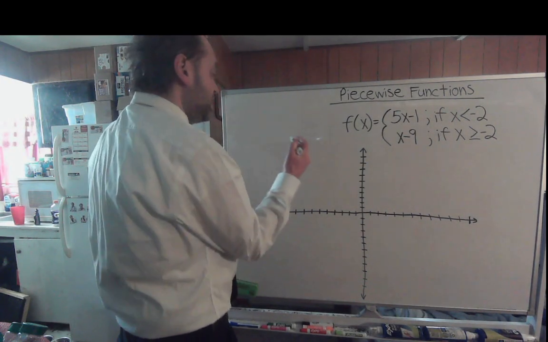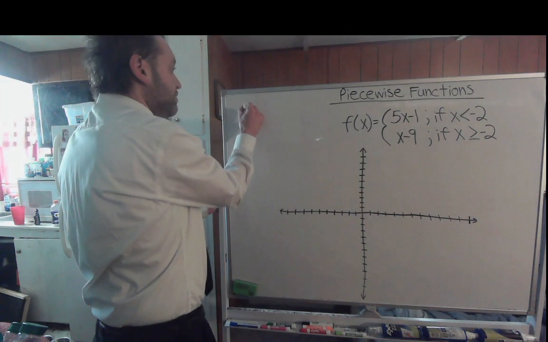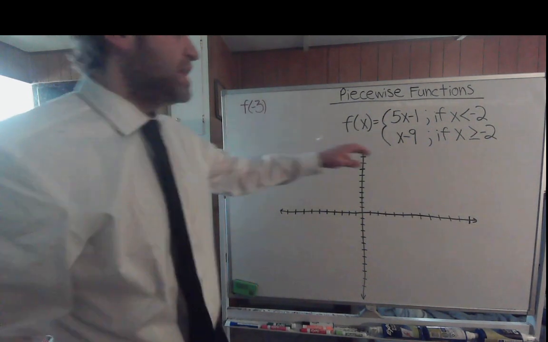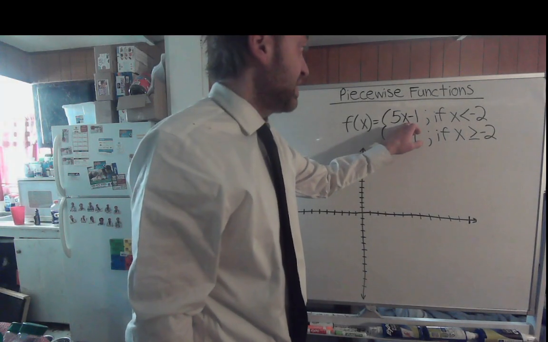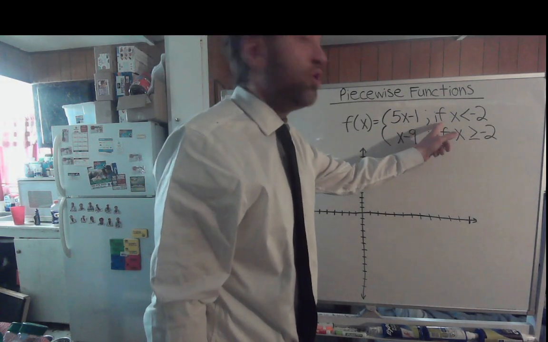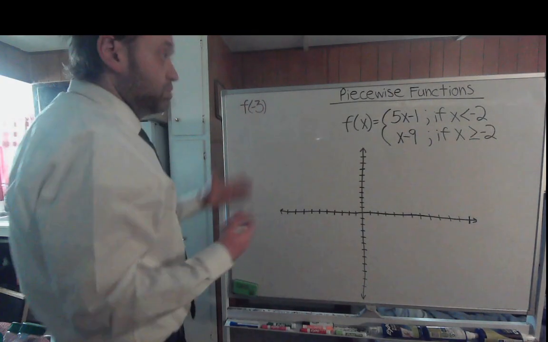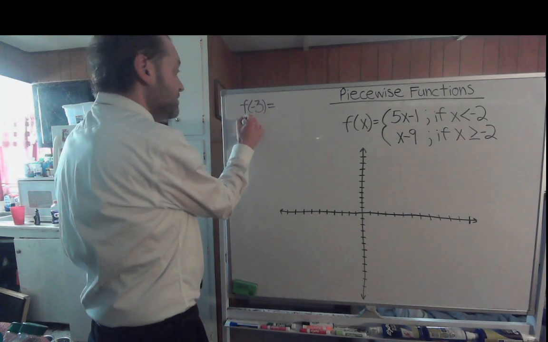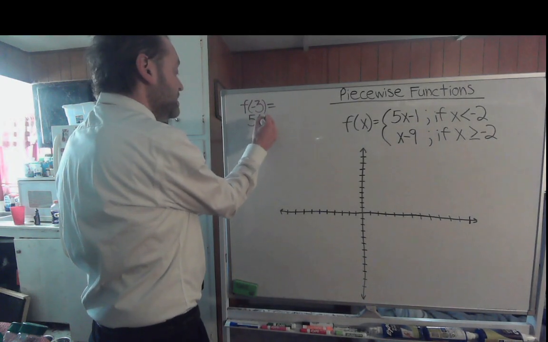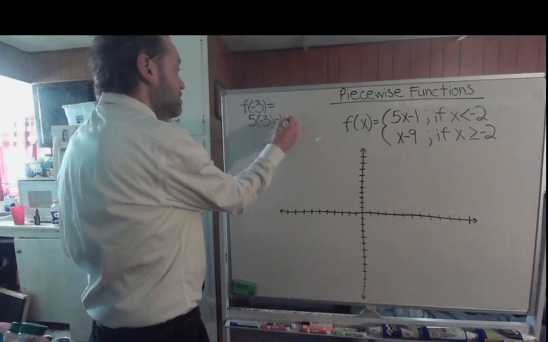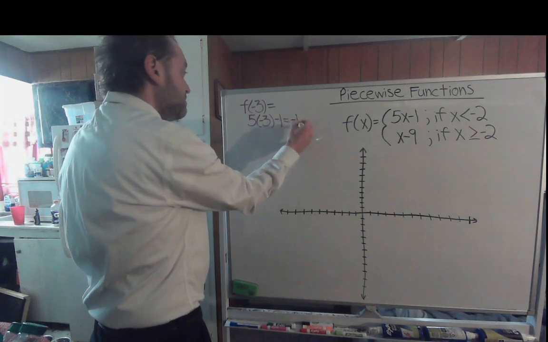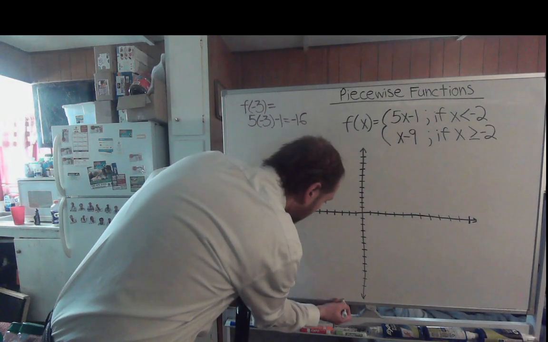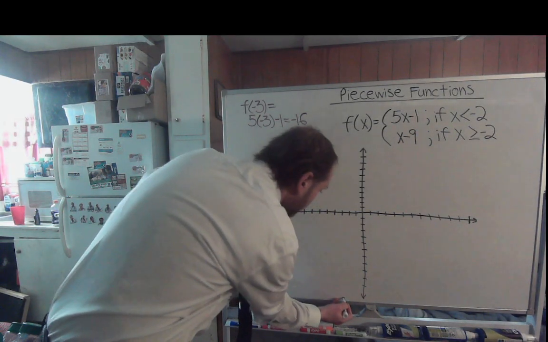Alright, so if I put in f of negative 3, f of negative 3 is only defined for 5x minus 1, since you can only consider it if x is less than negative 2. Well, negative 3 is less than negative 2, so you would end up putting negative 3 into the 5x minus 1 piece of the function, which would give you negative 15 minus 1, which would give you negative 16. So you would be at negative 3 somewhere all the way down here for your function.